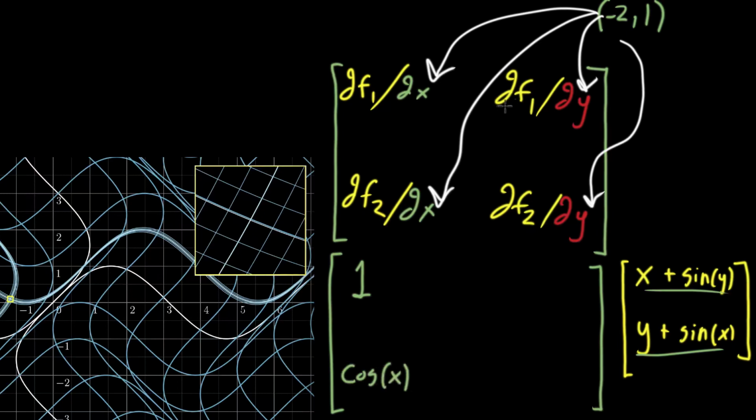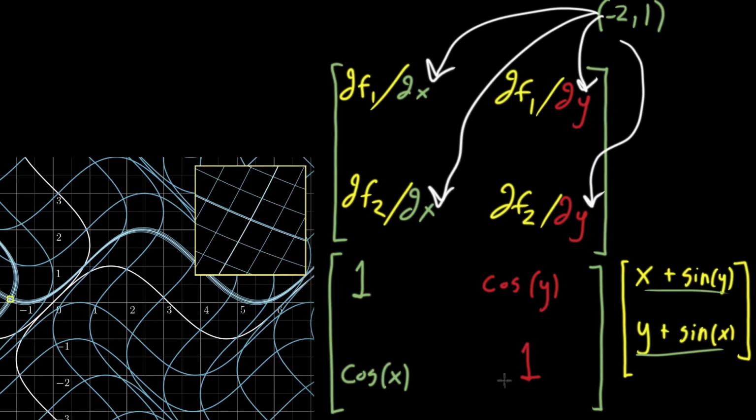And then up here, we're taking the partial derivative with respect to y of the first component, that upper one here. And for that, partial derivative of x with respect to y is 0, and partial derivative of sine of y with respect to y is cosine of y. And then finally, the partial derivative of the second component with respect to y looks like 1, because it's just 1 times y plus some constant.